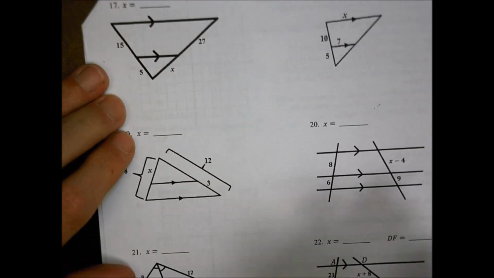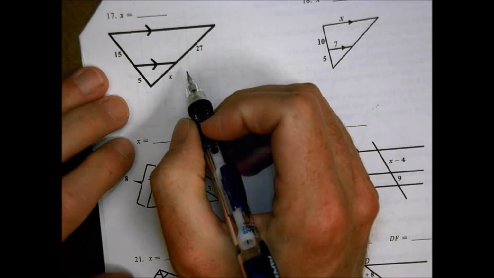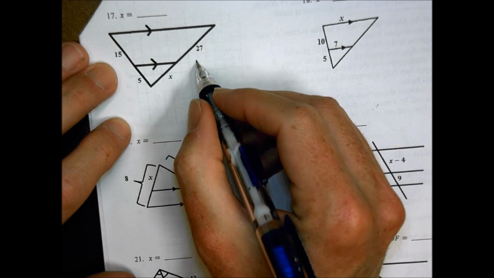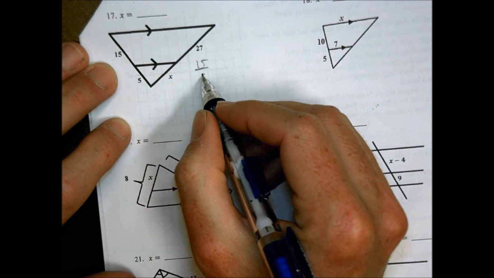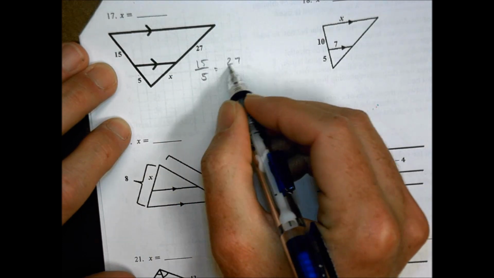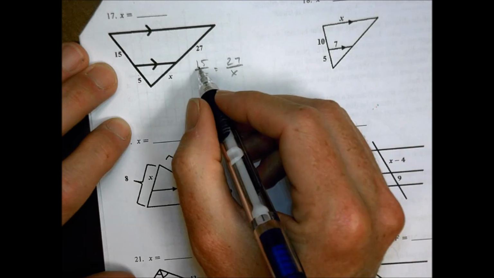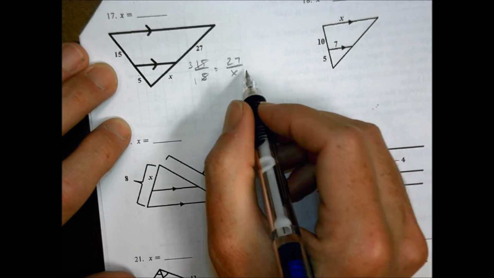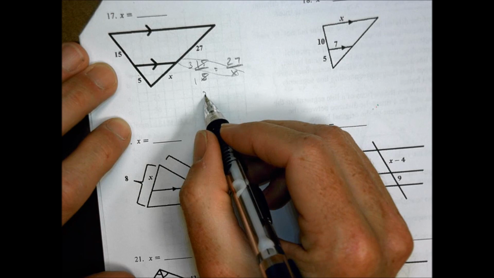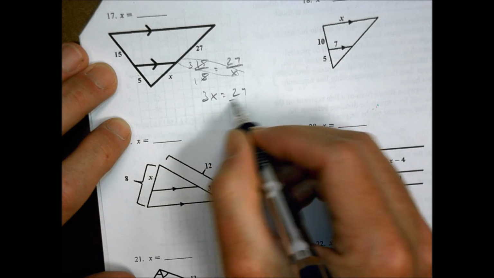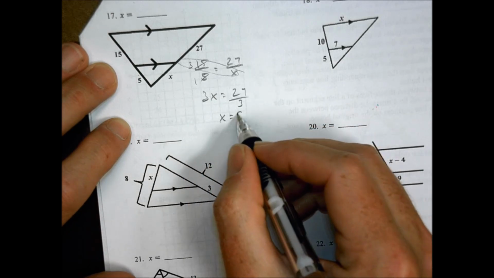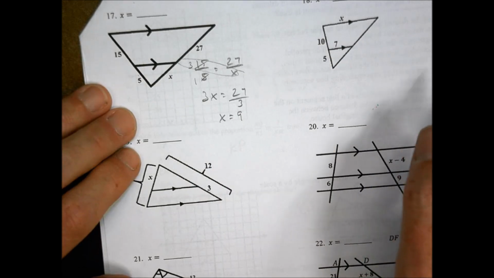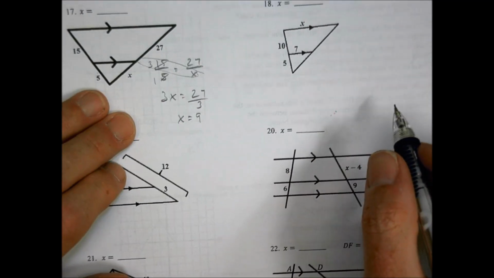Alright, so again we have a couple things. We have the longer side, 15, over the short side, 5, equals our long side over the short side there. We reduce this to 3 and 1. We cross multiply, and we have 3x equals 27. Divide by 3, and x equals 9. Looking at number 18.